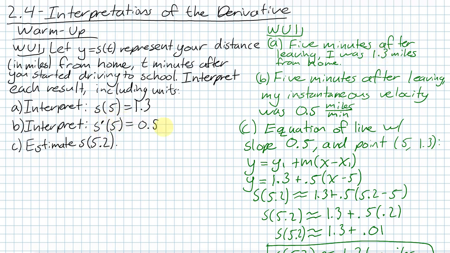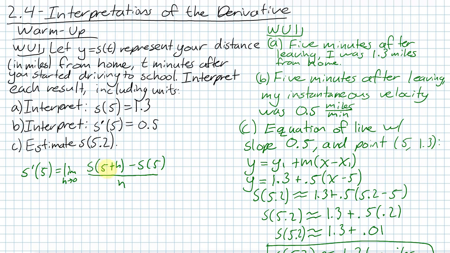S prime of t, let's remember what this represents. It represents your speed, which we talked about in section 2.1 and 2.2, but I just want to remember what the real definition of s prime of 5 is. It's the limit as h approaches 0 of s of 5 plus h minus s of 5 divided by h. And I want to think a little bit about units here, because thinking about units of numbers will help us understand stuff in this section a lot better.